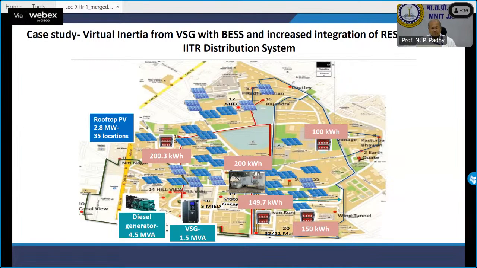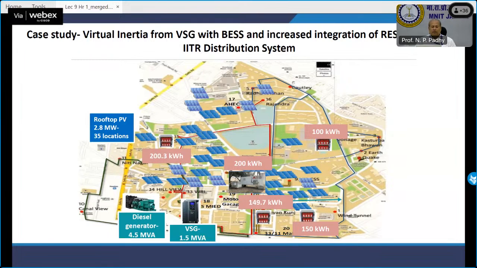So you see, we started with 1.73, finally we reached 2.8 megawatt of PV with 35 locations. And you could see there is a diesel generator. We have 4.5 megawatt of diesel generator, and the VSG of 1.5 MVA, which has been realized for research purposes. So 2.8 megawatt PV and then 1.5 MVA VSG is in place, and then the research begins.